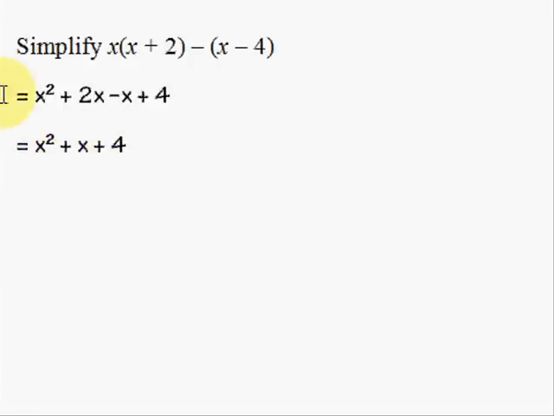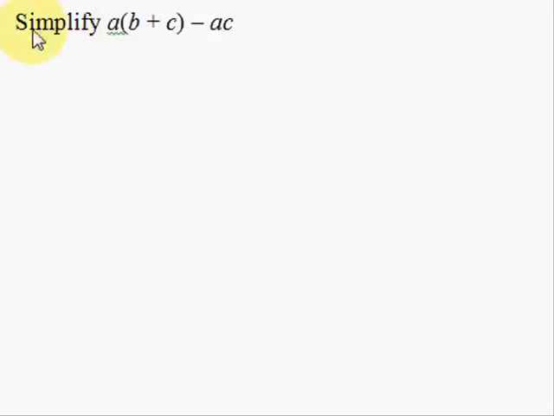Here is your answer. Simplify a(b plus c) minus a(b minus c). Open the brackets. Plus AC and minus AC cancel out. Here is your answer.